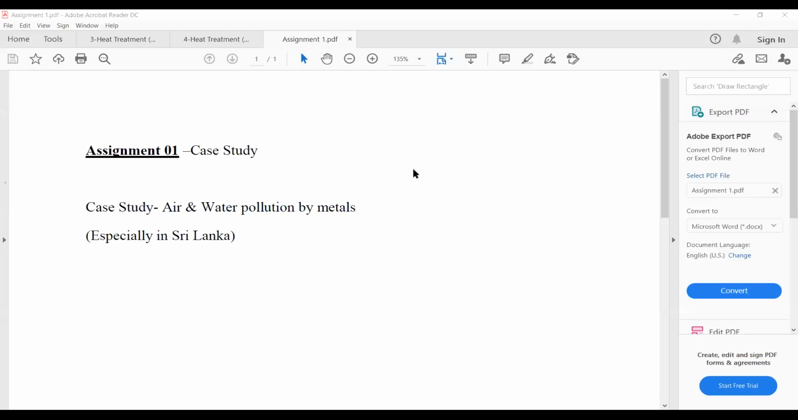Any doubts? And you have to consider the Sri Lankan situation. Yes, you can do handwriting. If you do handwritten assignments, then you can take a photo or you can scan using your phones. There's an option using phones, so you can do this.